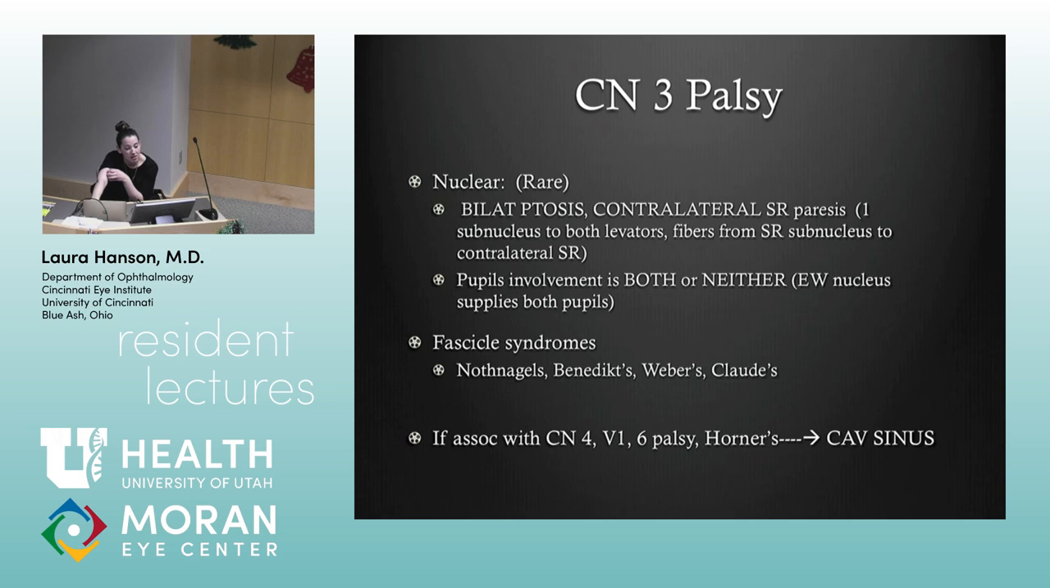The pupil involvement will either be both eyes or neither eye, because the Edinger-Westphal nucleus is going to supply both pupils. There are the fascicle syndromes, which you learn every year and forget every year, and I still don't know them. And I can't remember if I ever actually had a question on it, so I don't know how worth it is to know those. But if there is an associated fourth, fifth, sixth nerve palsy or Horner's, make sure you're thinking about the cavernous sinus.